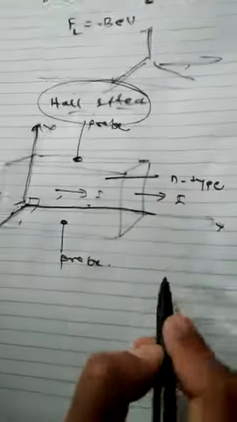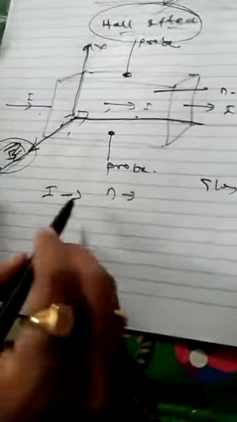Take this figure once again. How will we explain this? Consider this a slab of semiconductor material, an n type material. The current I is flowing through it. If you take the area of the slab as A, let the semiconductor material be n type, which means the charge carriers are electrons only. These are negative charges.